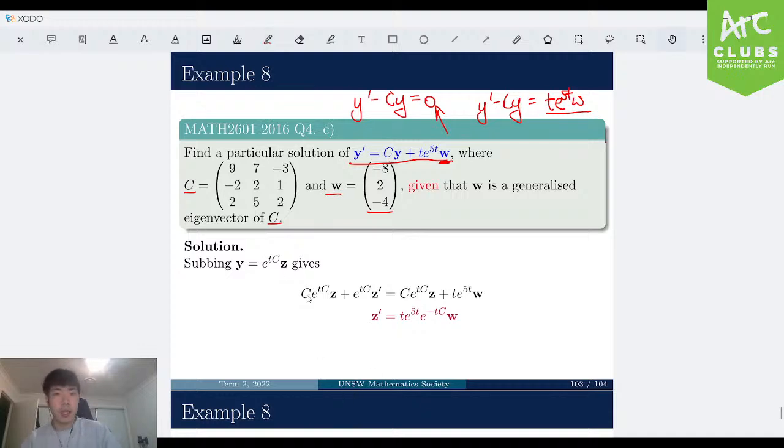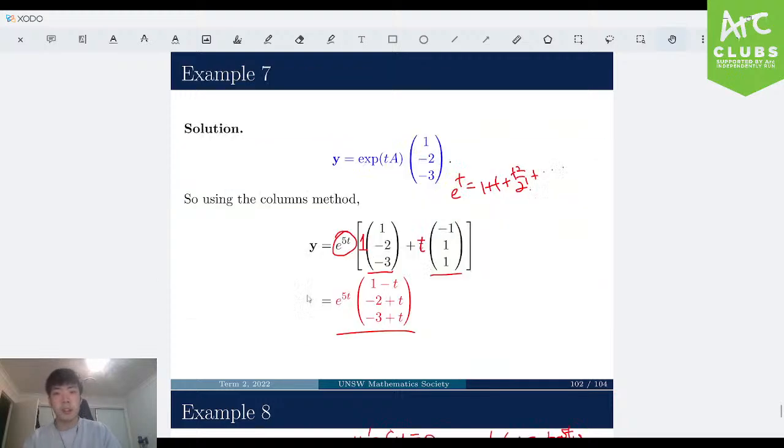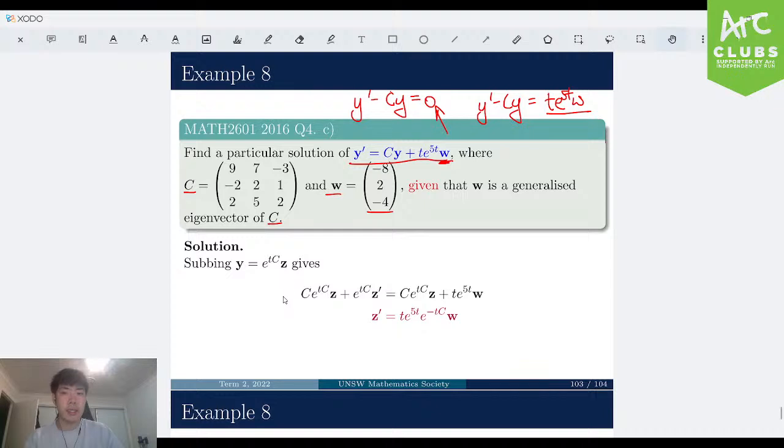Well, this time we can't directly apply our theorem here because firstly, it's not homogeneous, and secondly, we're not given an initial condition. So instead, we're still going to make a similar looking guess, but rather than guessing it as being e to the power of tC times the initial vector v, we will just call this vector z. We don't know what this is yet. We're trying to find this. Okay. So let's sub in e to the power of tC z into our equation. Applying product rule, you will get this on the left hand side, and then just subbing in e to the power of tC z into y here, you'll get this. And then this term will stay the same.